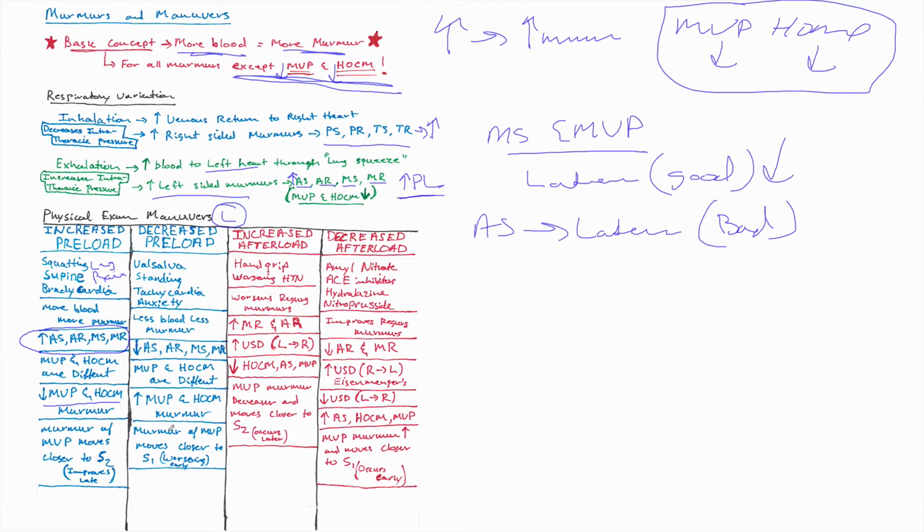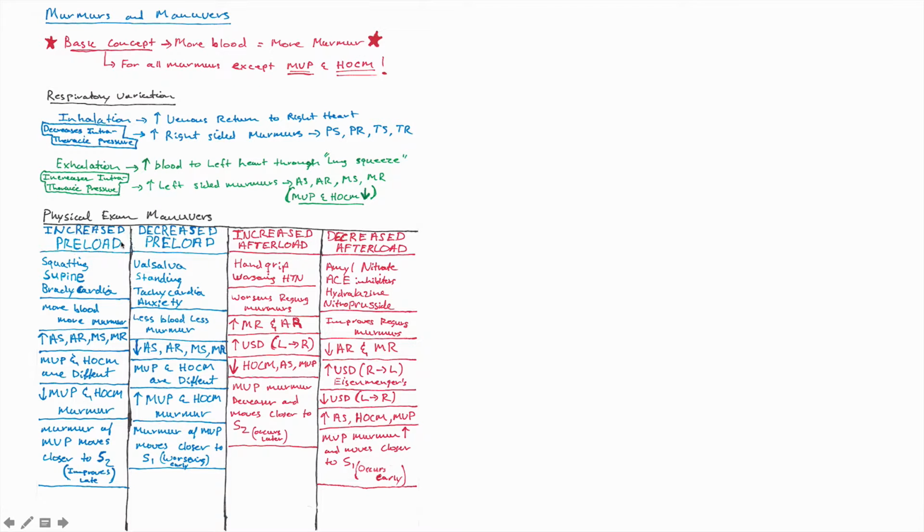Because this is a systolic murmur, we have S1 and S2 here. As it occurs later, that means it occurs closer to S2, and from S2 to S1 is diastole. Going on from there: more blood, more murmur for everything except mitral valve prolapse and HOCM. So increasing preload is going to be anything that does squatting, laying supine, bradycardia, passive leg raise, those types of things. Now we want to talk about things that decrease preload.